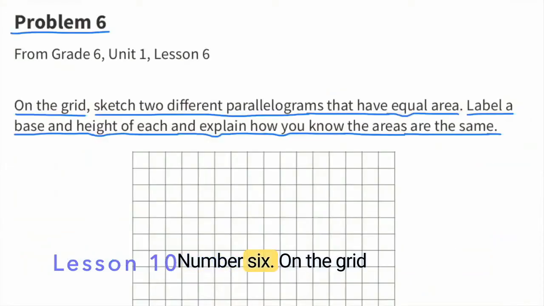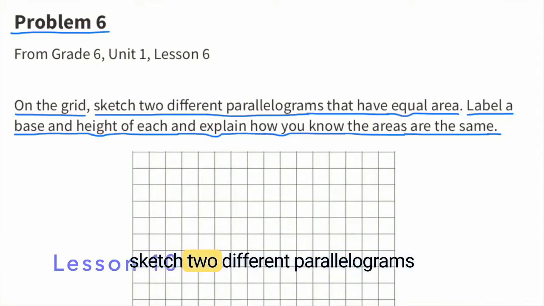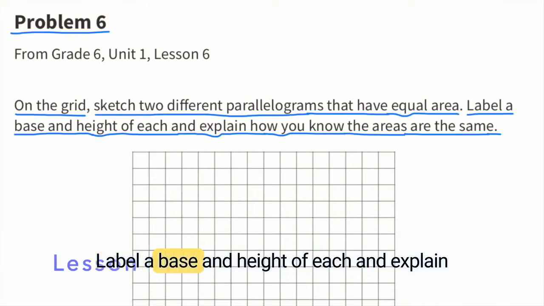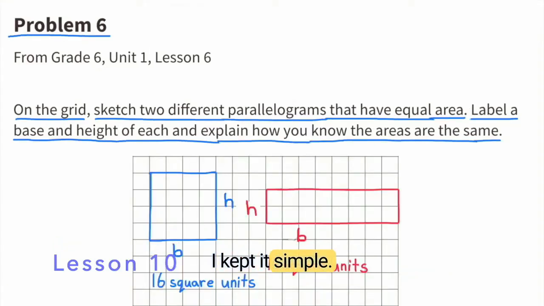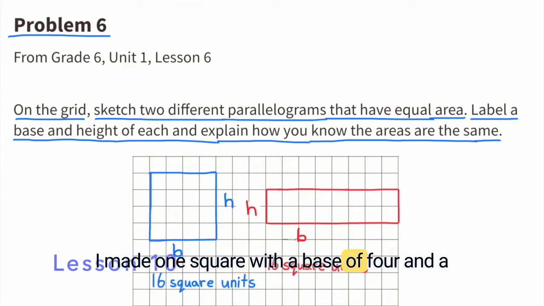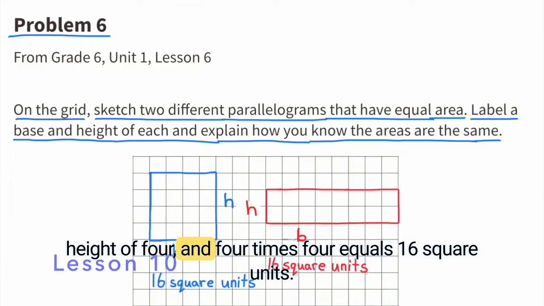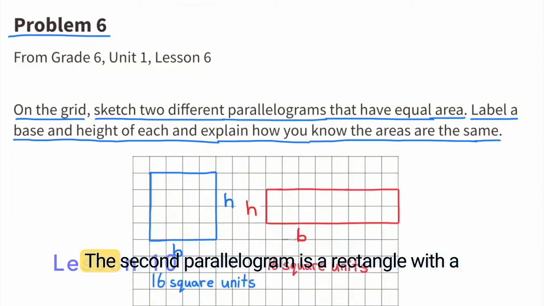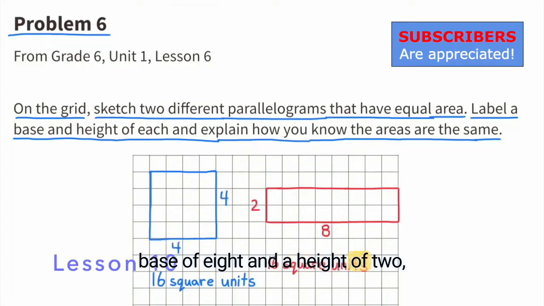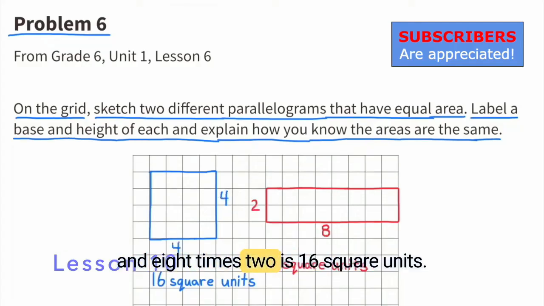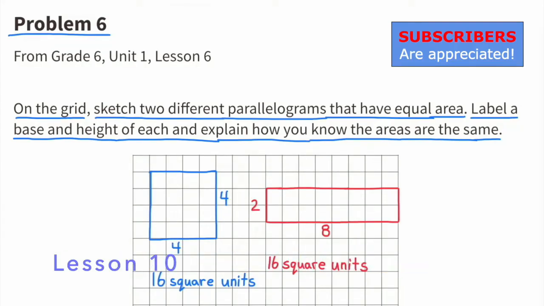Number 6. On the grid, sketch two different parallelograms that have equal area. Label a base and height of each and explain how you know the areas are the same. I kept it simple. I made one square with a base of 4 and a height of 4, and 4 times 4 equals 16 square units. The second parallelogram is a rectangle with a base of 8 and a height of 2, and 8 times 2 is 16 square units.